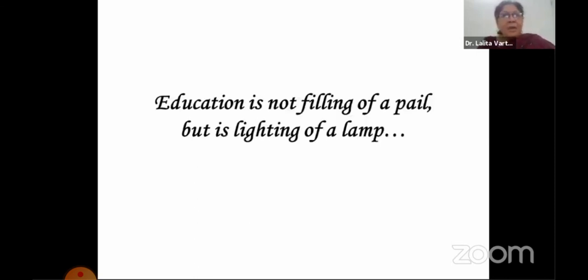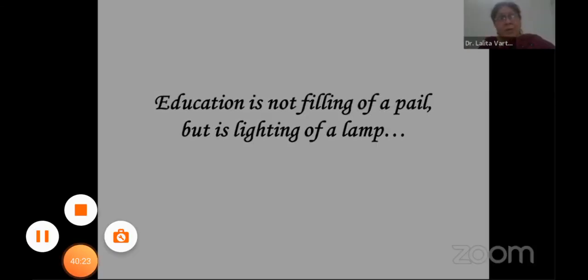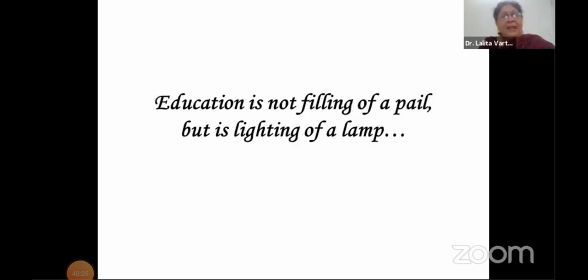To conclude, I would like to say that education is not filling of a pail, but is lighting of a lamp. What we need to do is light that lamp of objective thinking in our students to make them better future citizens of our country.